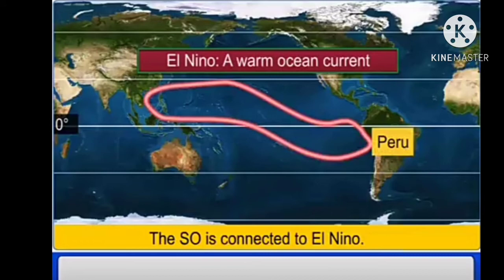A warm ocean current that flows past the Peruvian coast in the place of cold Peruvian current every 2 to 5 years. So this change in the pressure condition is connected to the El Nino. Hence, it is referred to as El Nino Southern Oscillation.